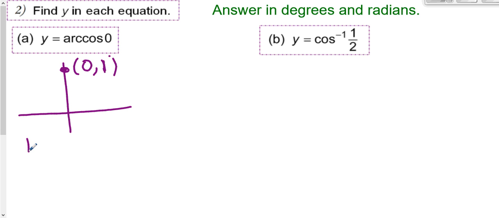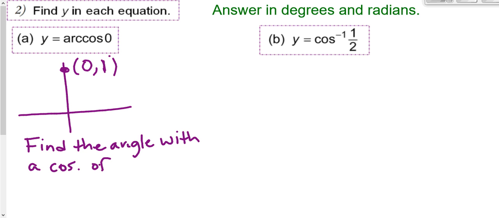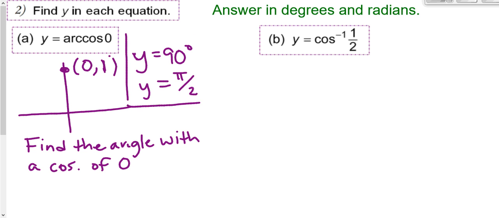I should write what we're thinking here. We're thinking find the angle with a cosine of 0. Okay, so that angle is 90 degrees. And if we want to put that in radians, we have pi over 2. Next one, find the angle whose cosine is 1/2.